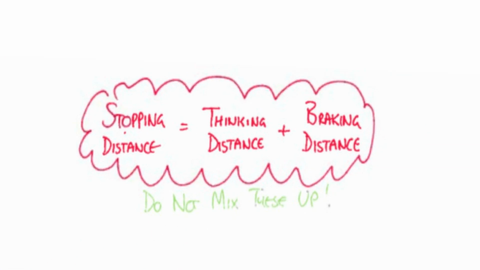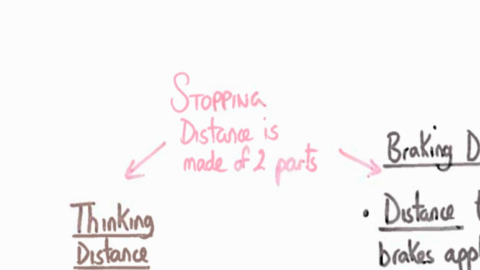You need to know that stopping distance, and you must memorise this, so this is well worth putting onto some sort of card. Stopping distance is thinking distance plus braking distance. Make sure you know what each of these things mean. They do mean different things. So the stopping distance is made of two parts.